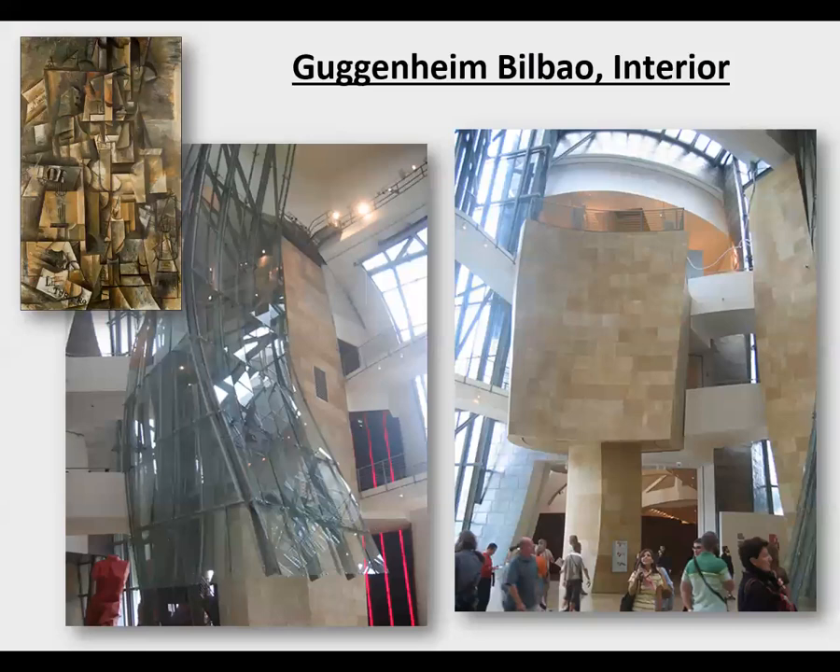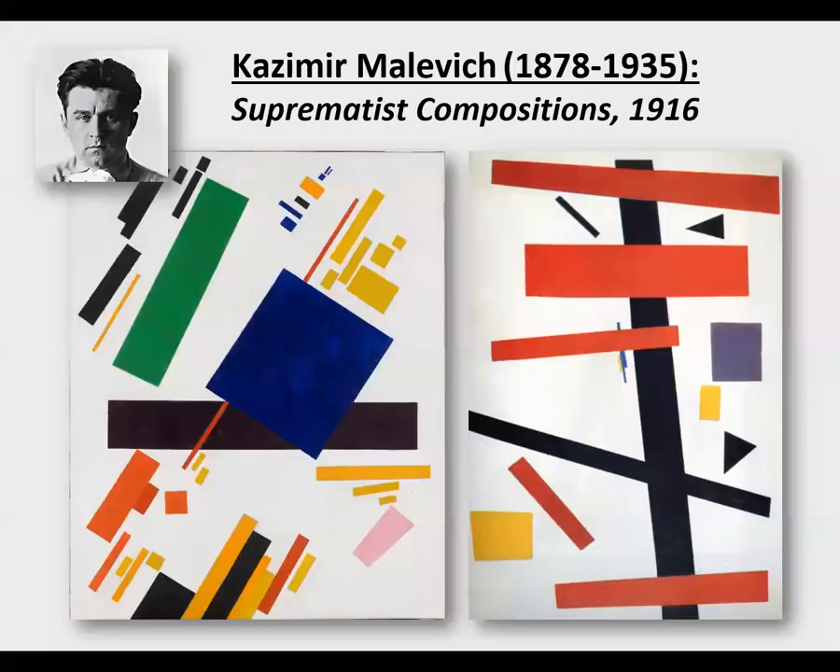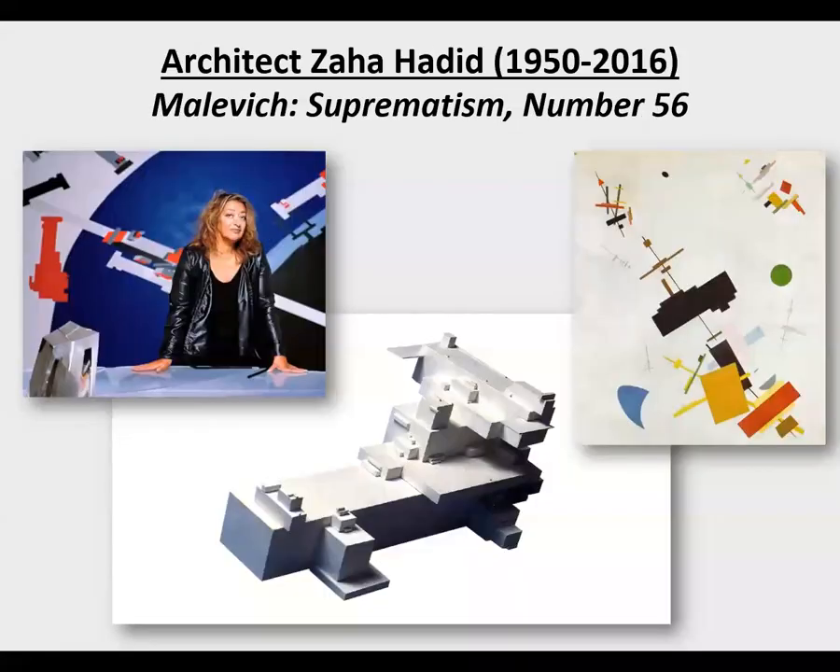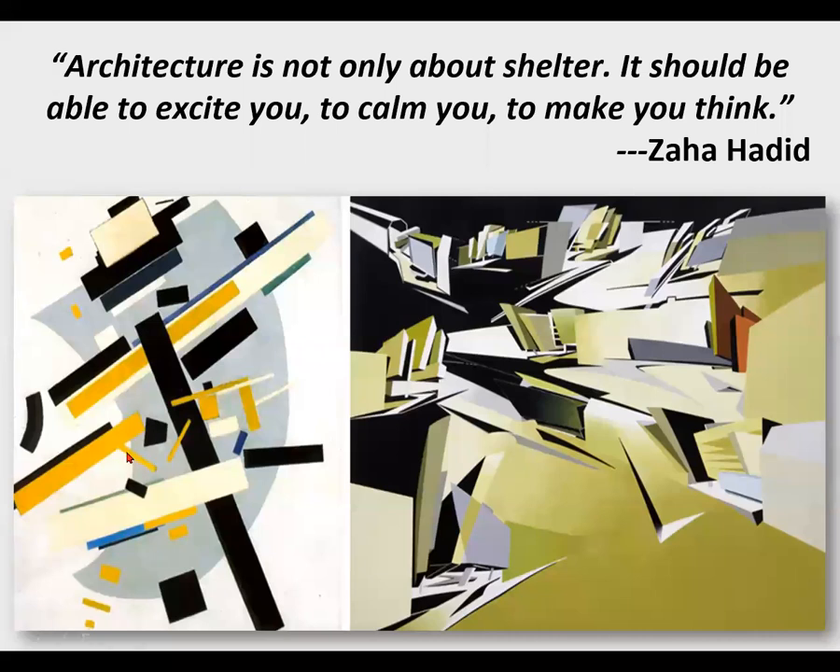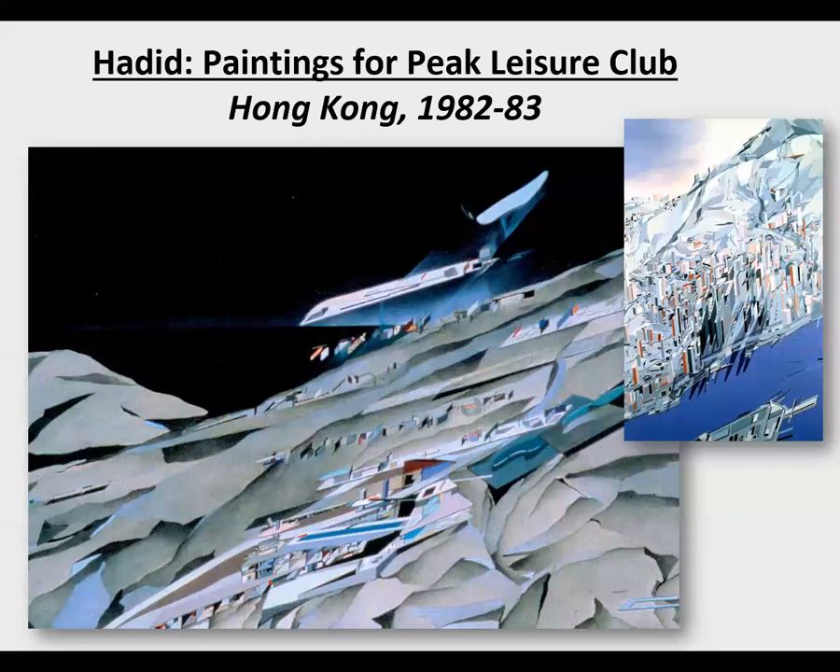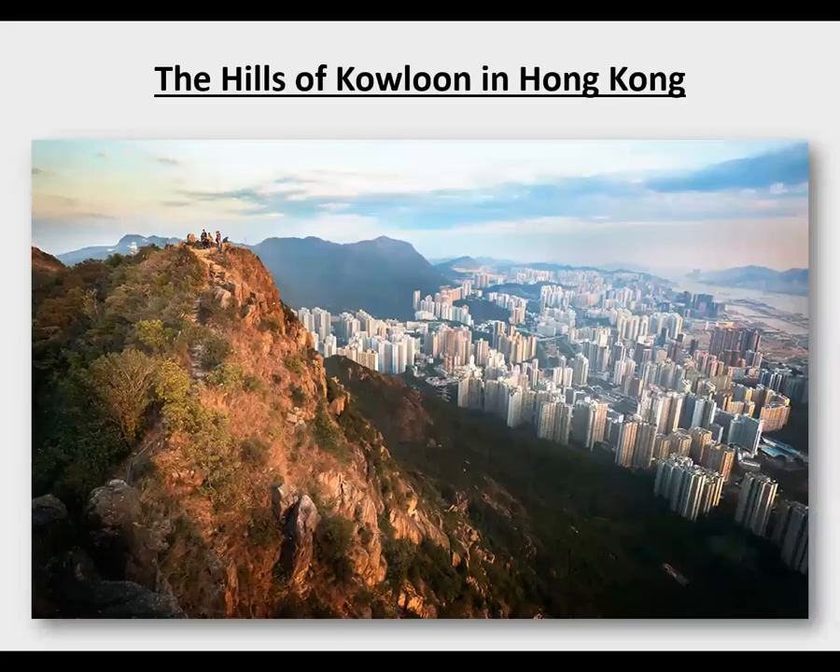And Kazimir Malevich, he too had an important architect follow his lead with these kind of moving and flying rectangles. Her name was Zaha Hadid. She was very much taken by the rhythm and the movement and the expression of his work when she made this painting. But all of her architectural accomplishments have to do with, say, in this case, a leisure club in Hong Kong, which just happens to jut out of a mountain and overlook the city there.